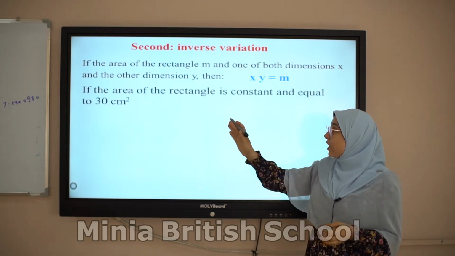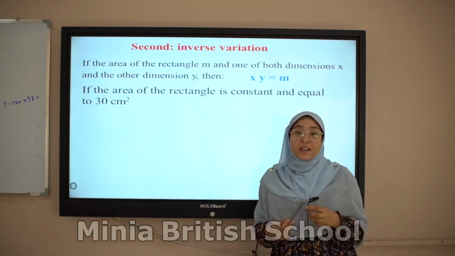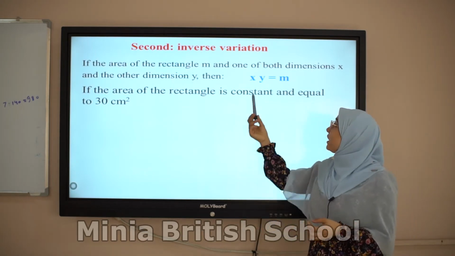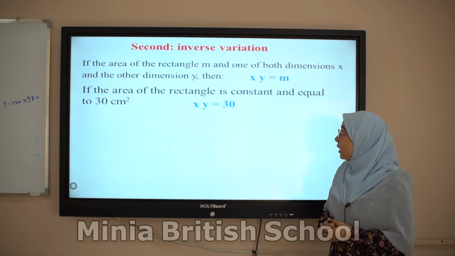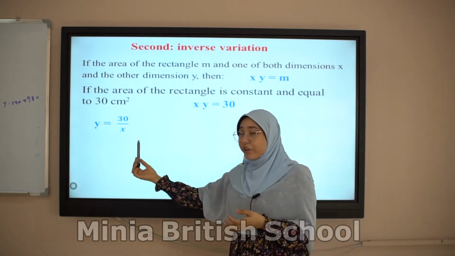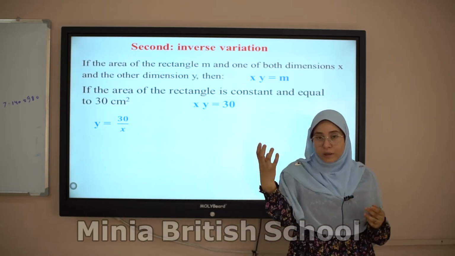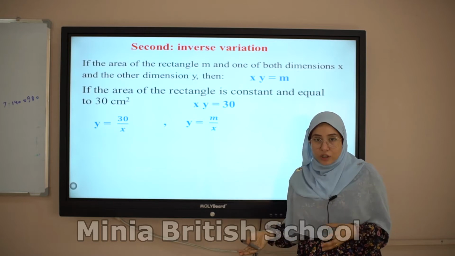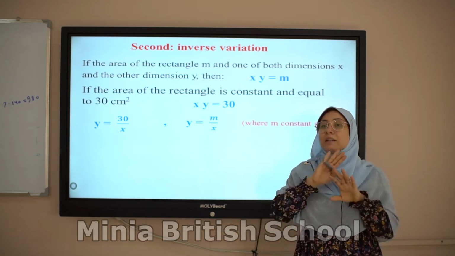And if the area of the rectangle is a constant number, equal to 30 centimeters squared, then by substituting the value of the area in this relation, we get xy equals 30. If you separate the two variables, we get y equals 30 over x. And I said before that the value of the area is a constant number here. So y equals m over x, where m is a constant number not equal to 0.